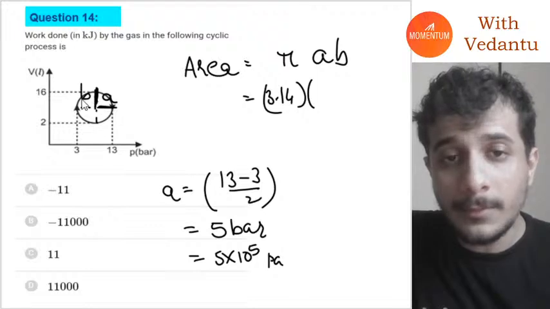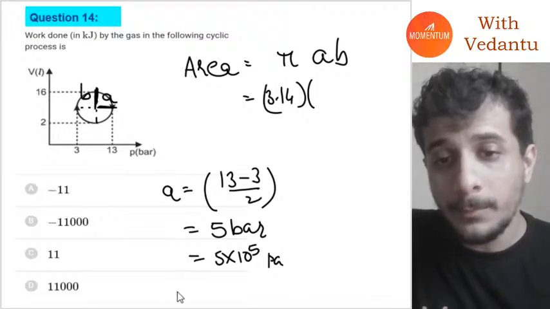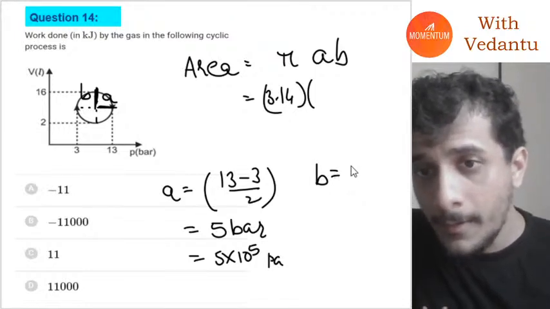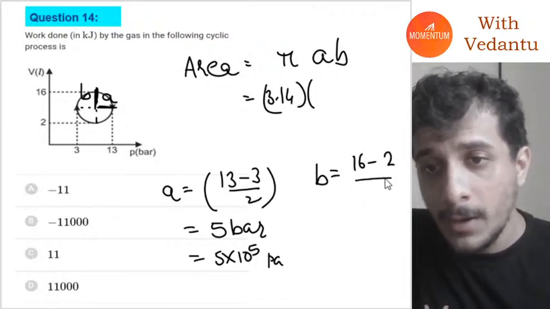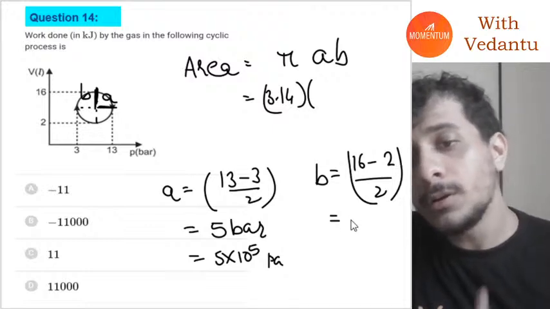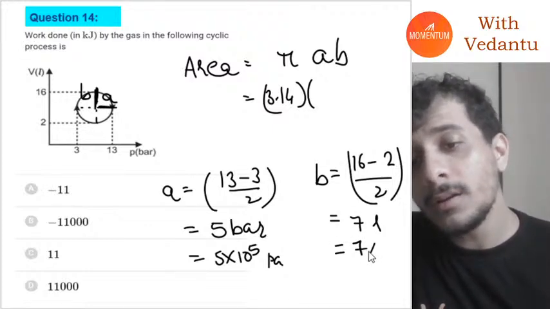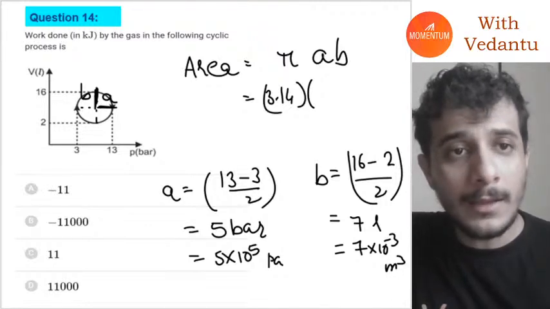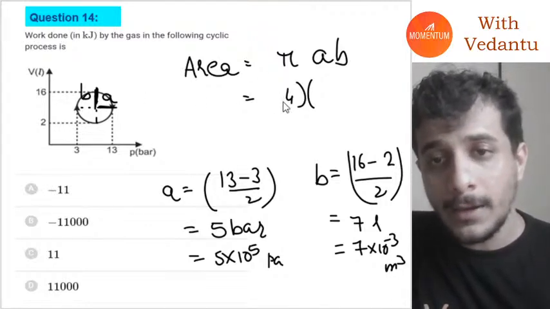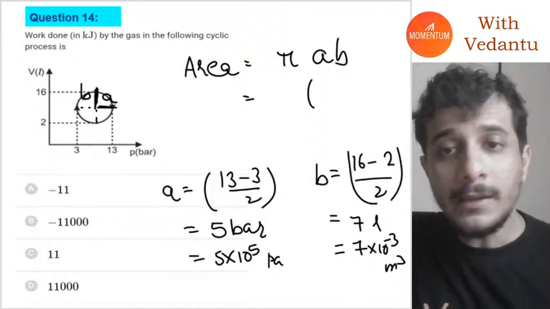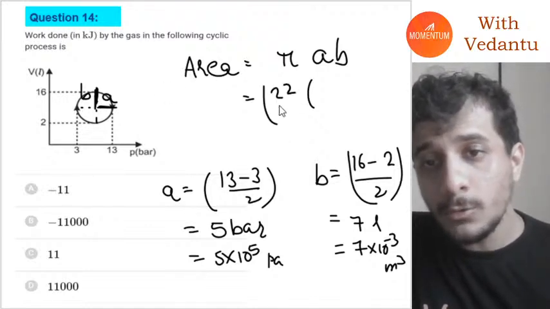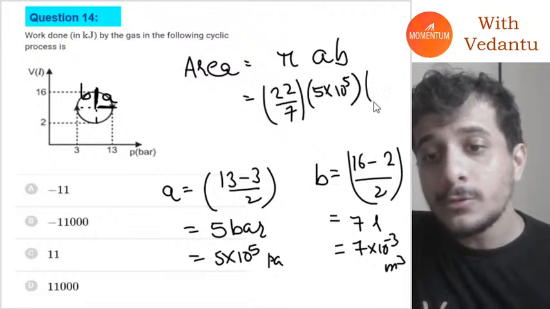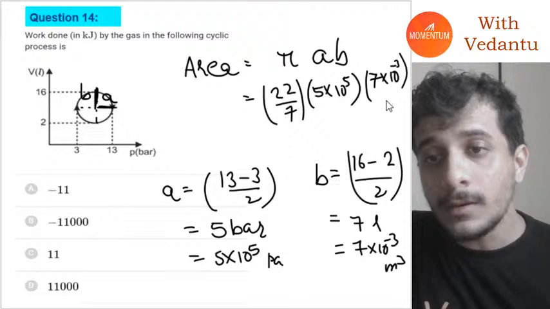And this length is nothing but b. If you look at b, b will be nothing but 16 minus 2 by 2. That is equal to 7 liters or 7 into 10 power minus 3 meter cube. So instead of writing pi as 3.14, let's write pi as 22 by 7. So I can write area as 22 by 7 into a as 5 into 10 power 5 into b as 7 into 10 power minus 3.